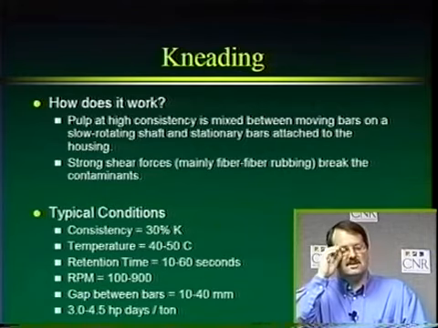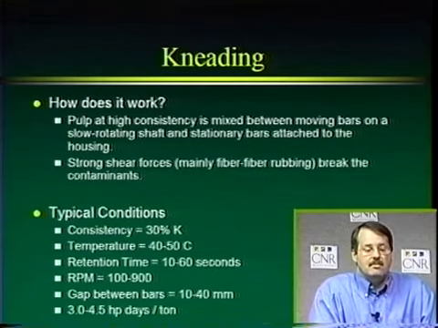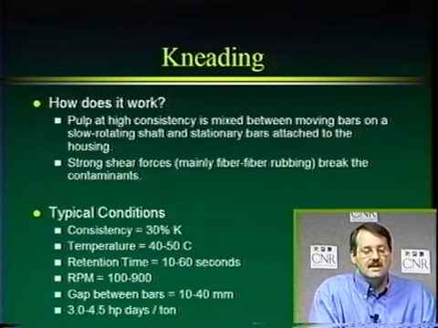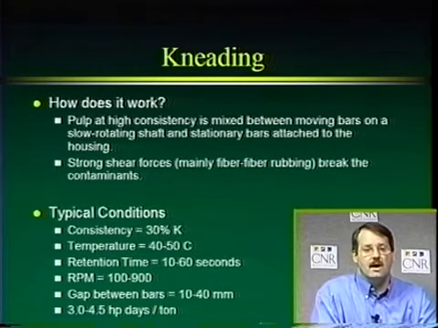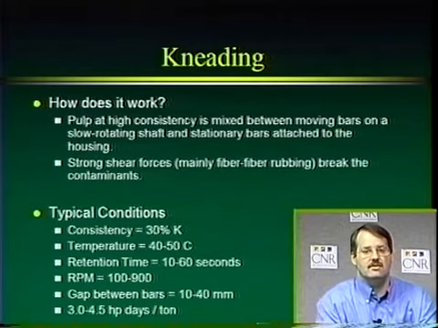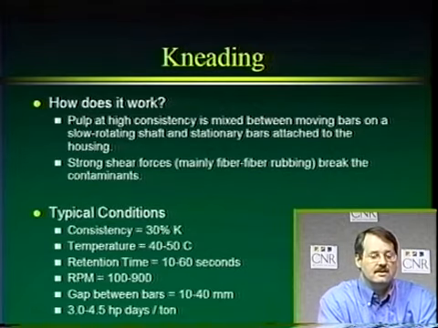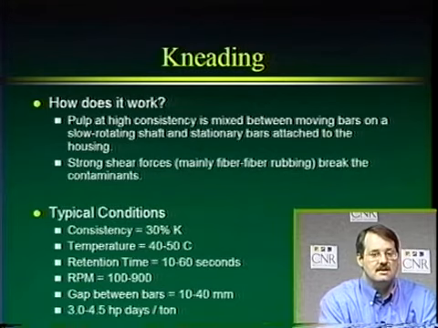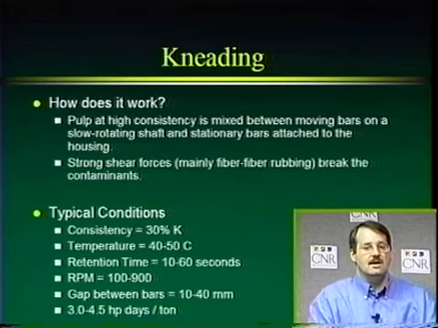So let's see how kneading works. What we're going to do is take pulp at high consistency and mix this pulp and shear it between moving bars on a slow rotating shaft and stationary bars attached to the housing. The strong shear forces that we create from these moving bars cause mainly, in this case, fiber-to-fiber rubbing, which breaks the contaminants. I should mention that with disc dispersion, most of the action occurs because the teeth actually hit the contaminants, or the teeth actually hit the fibers. In kneading, that's not the case.